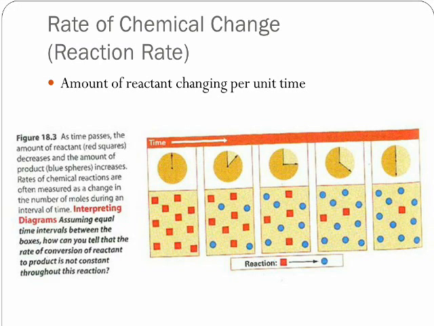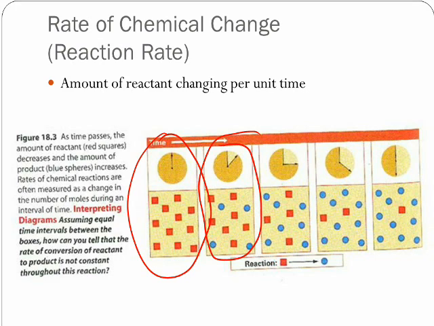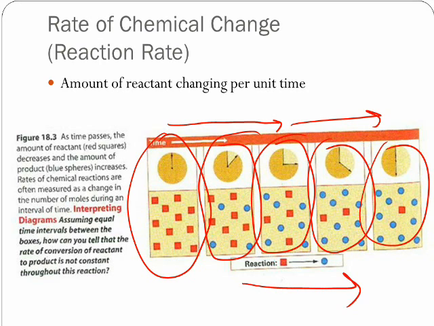Rates of reaction. Now, the rate of chemical change is just the reaction rate. That is the amount of reactant changing per unit time, or how fast the reaction occurs. So if we have these at time 0, we have all these reactants, and that's the red square. The blue circles are the products, and over time the reaction moves this way. Over time we get more and more product. The time it takes is the reaction rate.